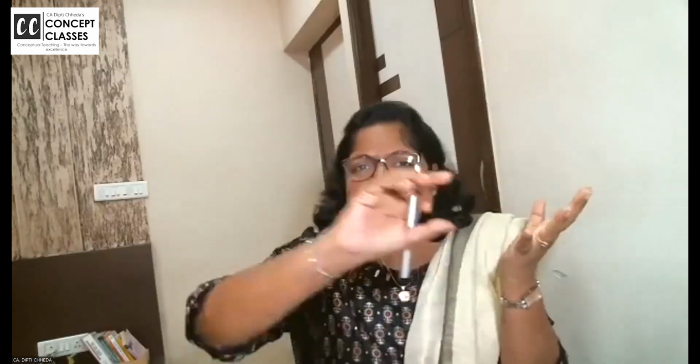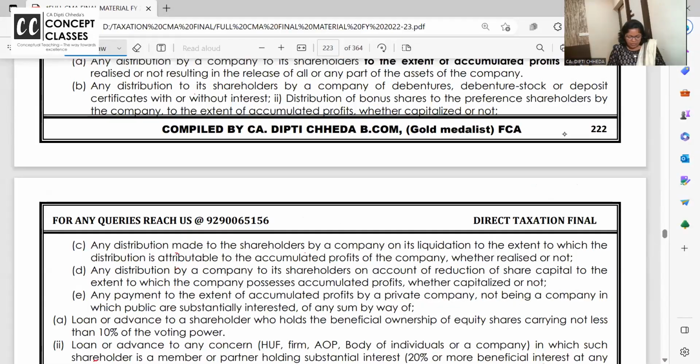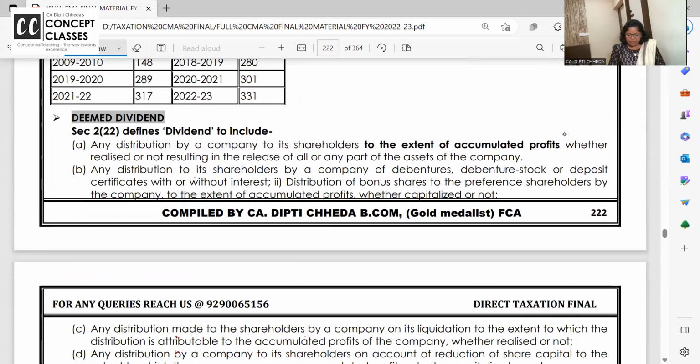Is this clear to all of you? पूरा concept समझ में आया? Deem any time out of the accumulated profits, if the shareholders are getting any benefit in cash, kind, कोई भी form में, profit is going to shareholder, ना, dividend. That's the logic. ये देखो. Deemed dividend concept I've just given above that only.